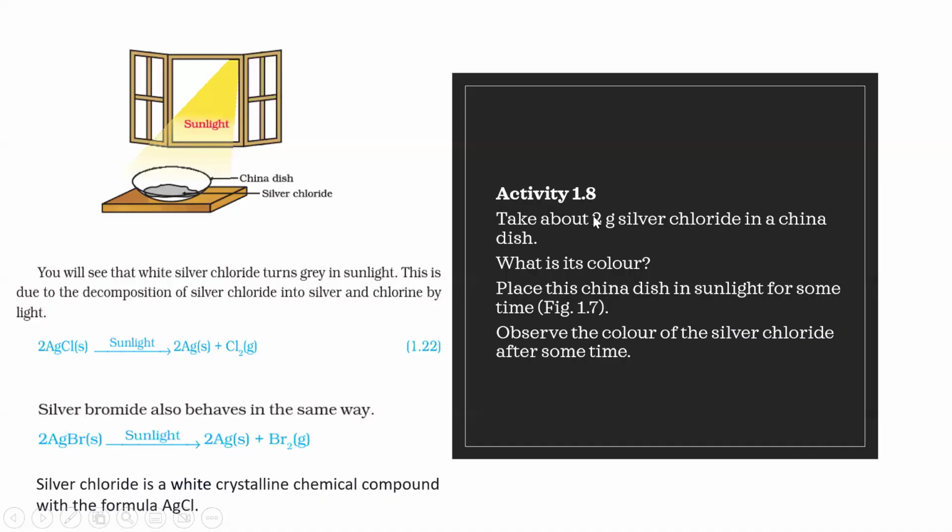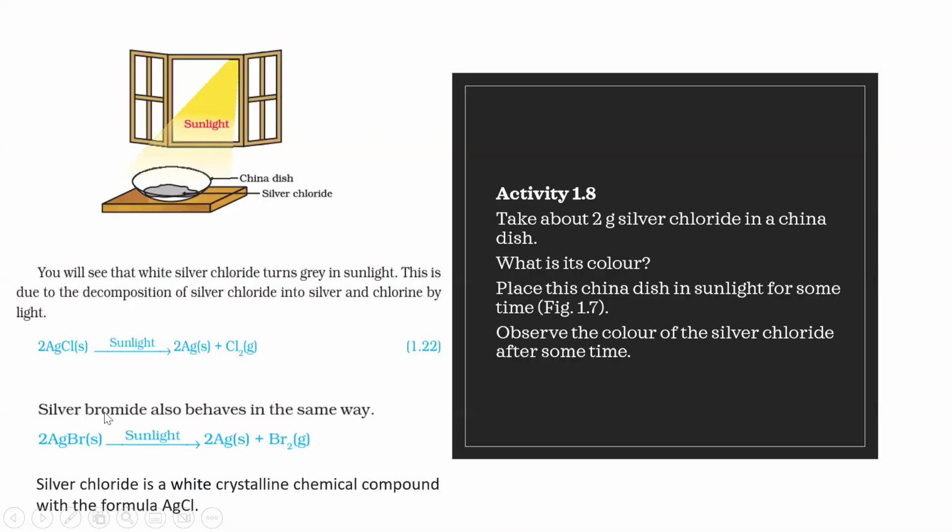Next one is activity 1.8. We have to take silver chloride in a china dish. What is its color? And we have to place it in sunlight and observe the changes. We know that silver chloride is a white crystalline chemical compound. When we place this in front of sunlight, it will decompose into silver plus chlorine. We know silver is a gray metal, right? So the color changes from white to gray.